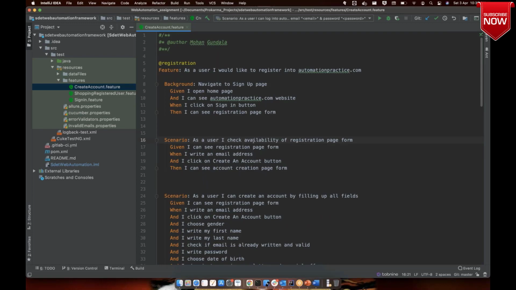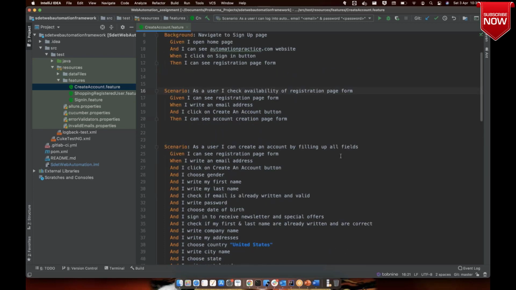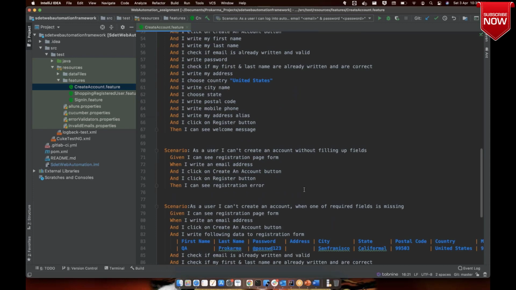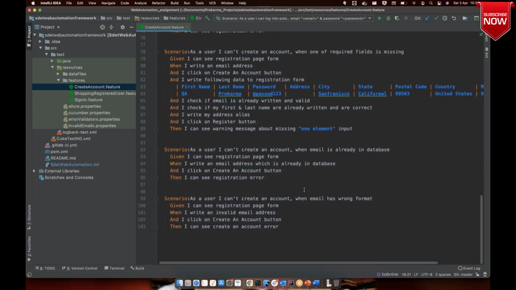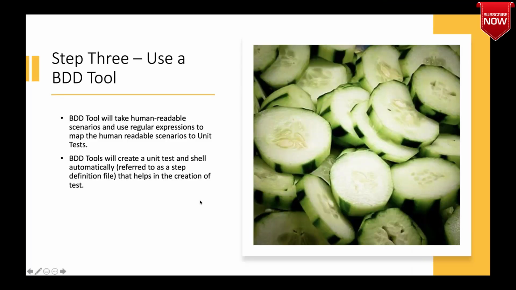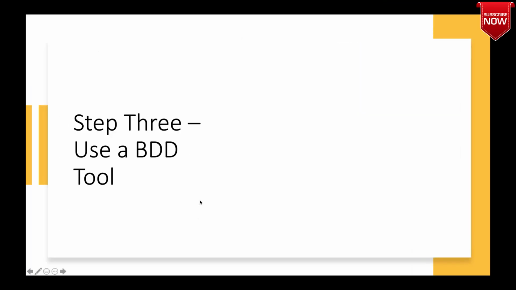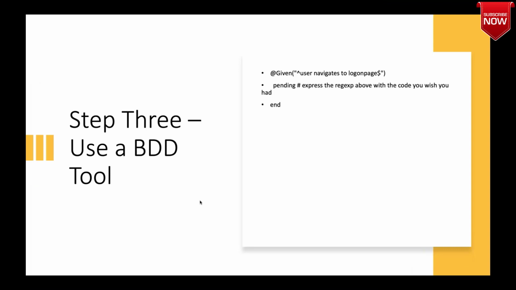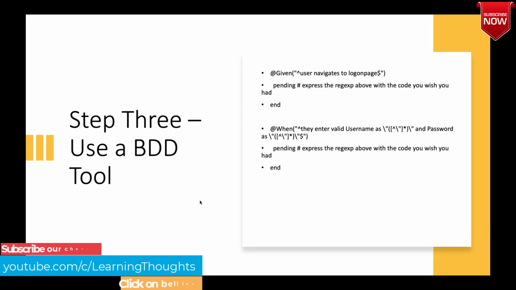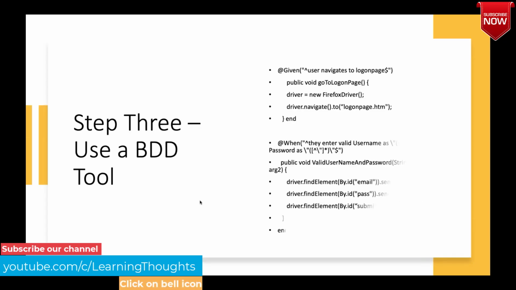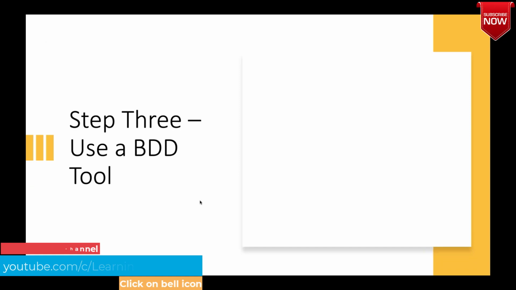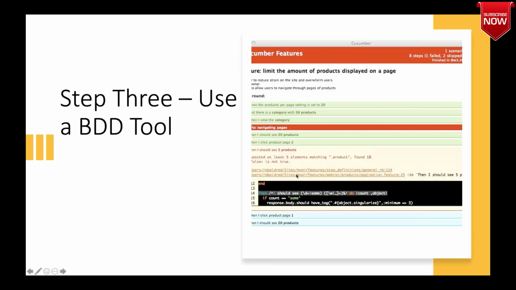As a user, I'll be checking the availability of the registration page form. So I need to see the registration form, and I need to create an account, filling up all the fields. These are different test cases. The same thing I've tried to explain here. So using a tool, when you have empty methods, you will be getting this pseudocode, and you will be filling up this code with your elements, and after executing it, you will get a Cucumber report of this kind.